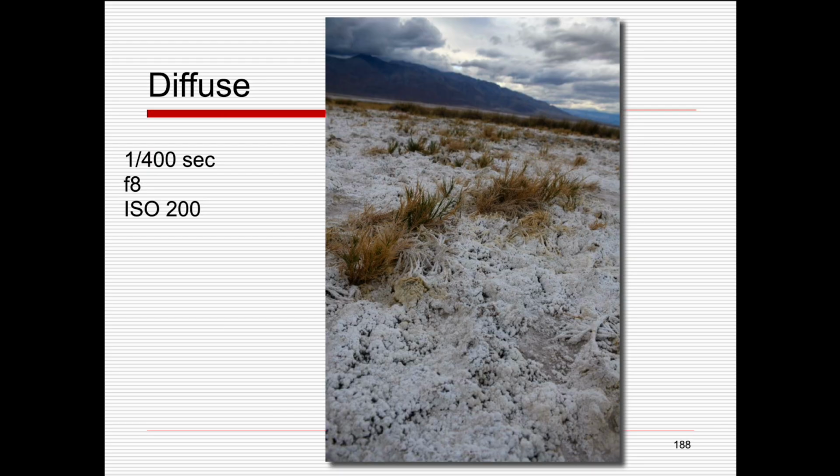Here's salt flats in Death Valley, cloudy as we can see in this image, and soft diffuse light, no real direction that it's coming from, but still it gives us nice texture and detail in this image.